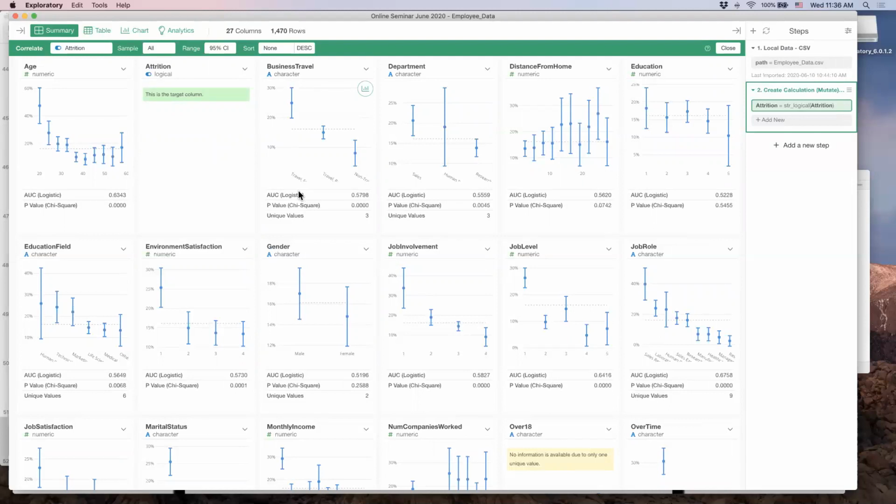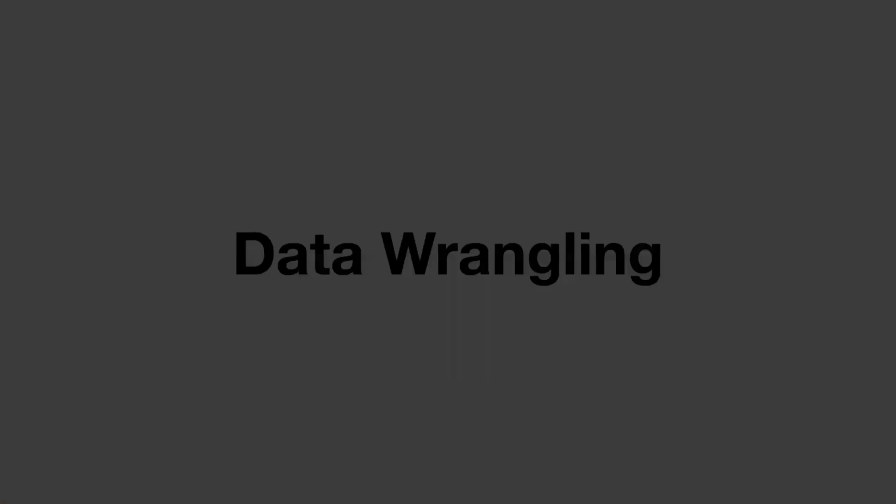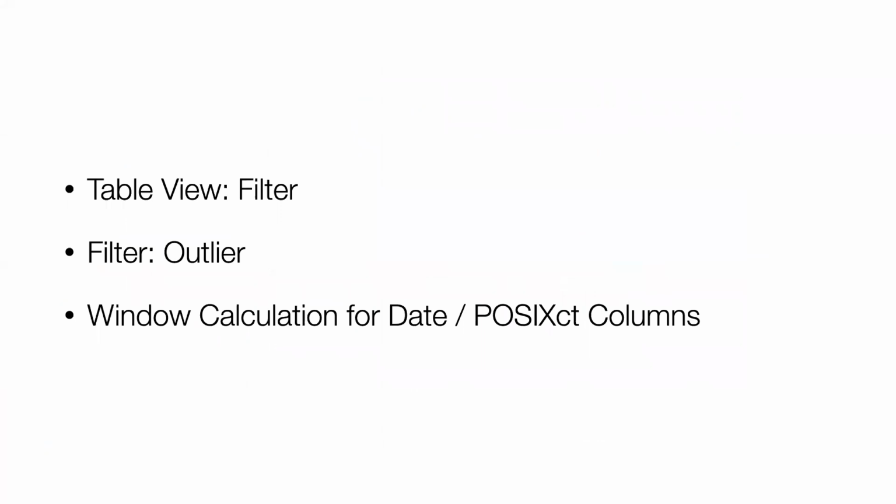And then here, it's slightly different from the numerical: it's AUC logistic and then p-value chi-square. I'm planning to do an exploratory data analysis seminar, maybe in a few weeks, and that's when I'm going to talk more in detail about these features. Okay, so that's all for the summary view. Then let's get to other areas: data wrangling, the chart, and also analytics. Let me see, we have 20 more minutes, okay.